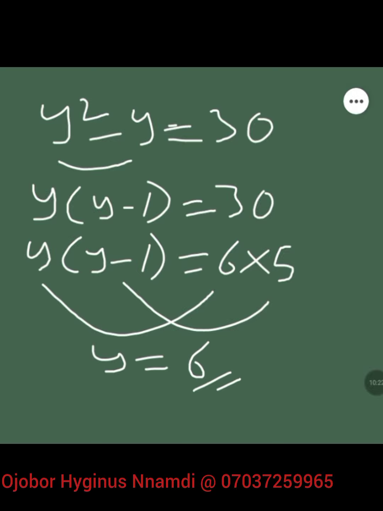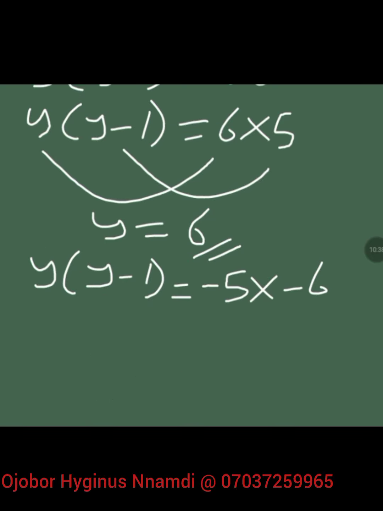So we've gotten y as 6. We can as well change these two numbers to negative by saying y times (y minus 1) equals minus 5 times minus 6. And of course, remember y is going to be greater than y minus 1, and minus 5 is greater than minus 6. So y takes minus 5, y minus 1 takes minus 6. And if y minus 1 equals minus 6, if you move 1 to the right hand side of the equation, y will still be minus 5. So here y is minus 5.